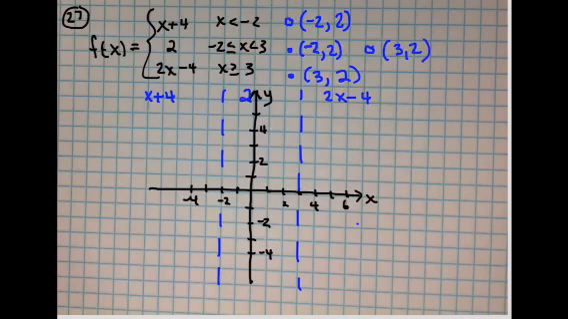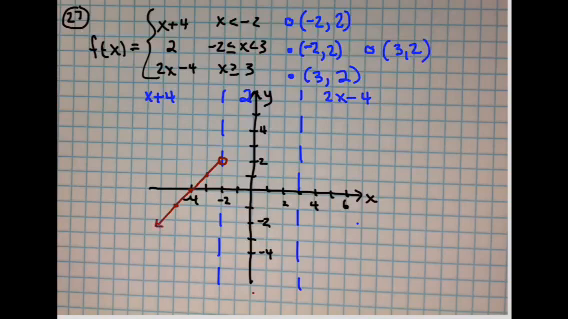So now I'm going to plot the points, the open and closed dots. -2, 2 would be open right here. And it's a line, right? x plus 4, slope is 1. So I could either go up 1, over 1 to the right, but I can't because it would go into the middle region. So the only other thing I can do is go down 1, left 1. That's still +1, right? Down 1, left 1, down 1, left 1, and so forth.